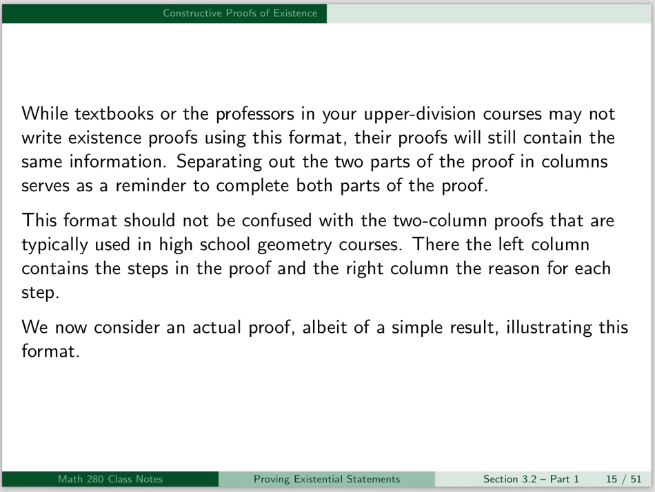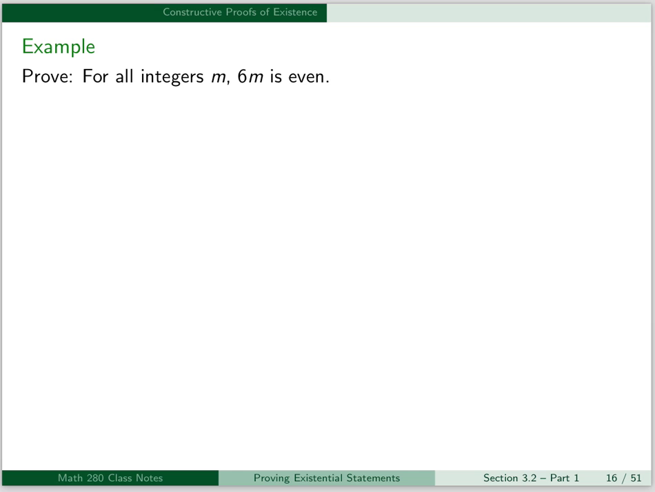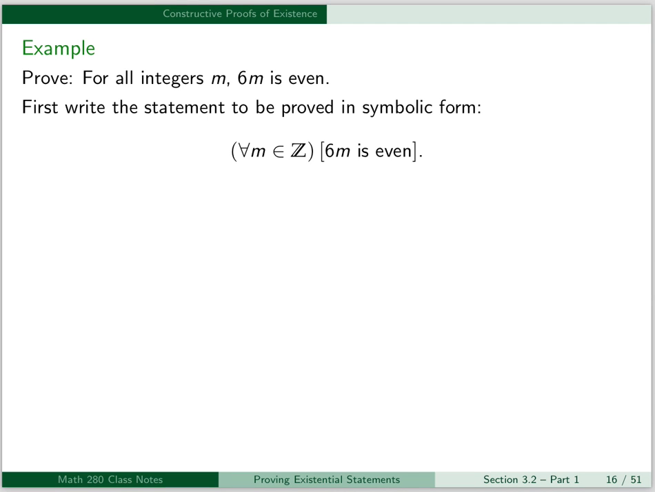We now consider an actual proof, albeit of a very simple result, illustrating this format. For our example, we want to prove, for all integers m, 6m is even. First, write the statement to be proved in symbolic form. So this will be for all m in Z, 6m is even.